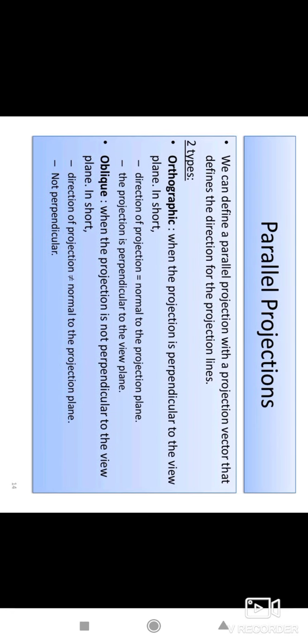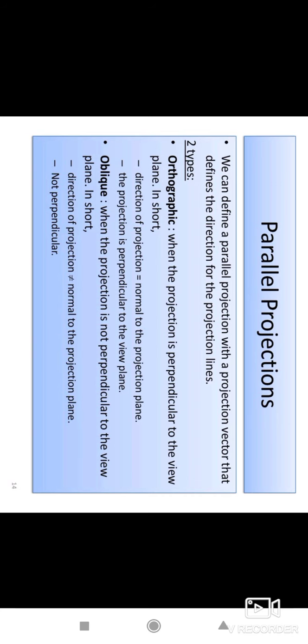Okay, then next we see what is parallel projection. As I told earlier, the parallel projections give the relative proportion. It will keep the relative proportion of the object, but it is not much realistic. So we can define a parallel projection with a projection vector that defines the direction for the projection lines. That are parallel lines are used here for the object. And here mainly we have 2 types of parallel projection, that is orthographic parallel projection and oblique parallel projection.